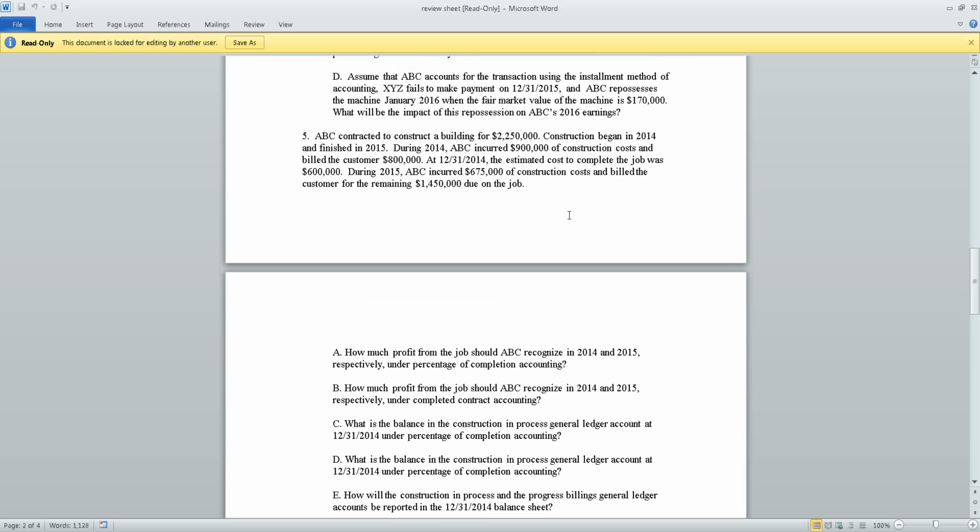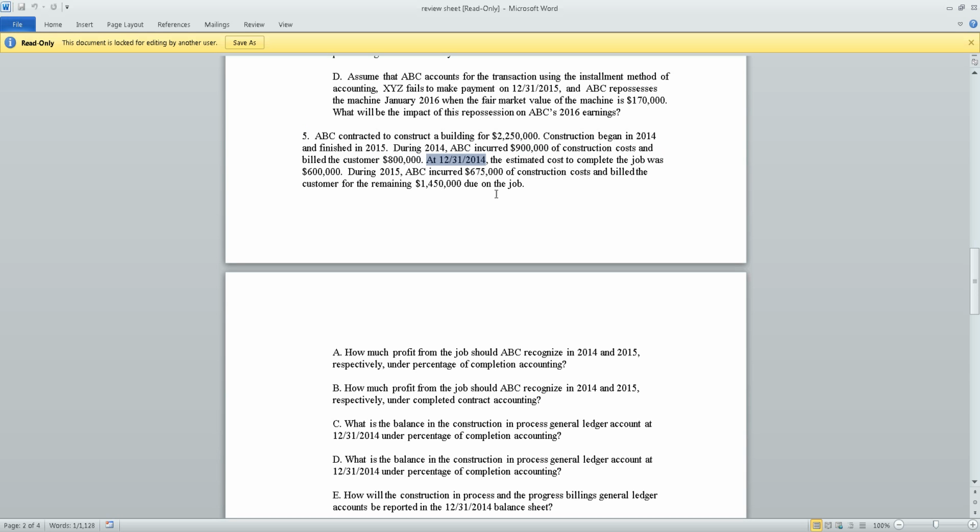Okay, so now we're on a construction problem here in 5. So we entered into a contract to build a building. The agreed upon price was $2,250,000. We began construction in 2014. We finished the construction in 2015. During 2014, we incurred $900,000 of construction cost and billed the customer $800,000.